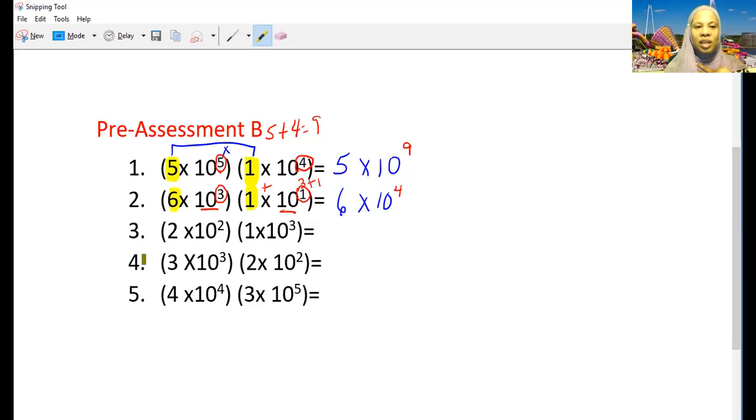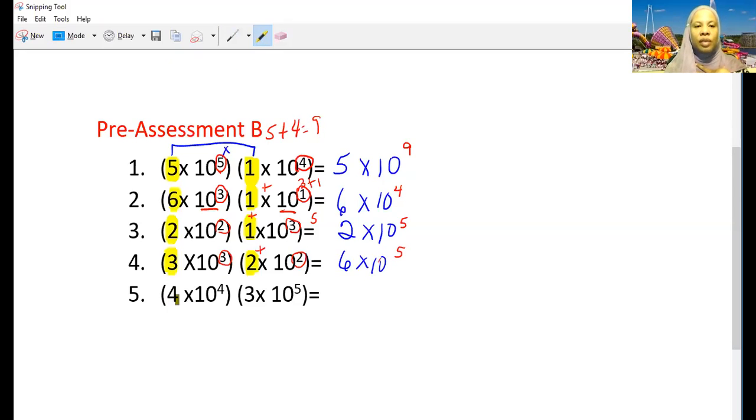All right, the next one, you multiply 2 times 1, which is 2, times 10. And then I want to add 2 plus 3. And 2 plus 3 is 5. So that's 2 times 10 to the 5th. The next one is 3 times 2, which is 6, times 10. And then for the exponents, you have 3 plus 2, which is also 5. So 6 times 10 to the 5th.